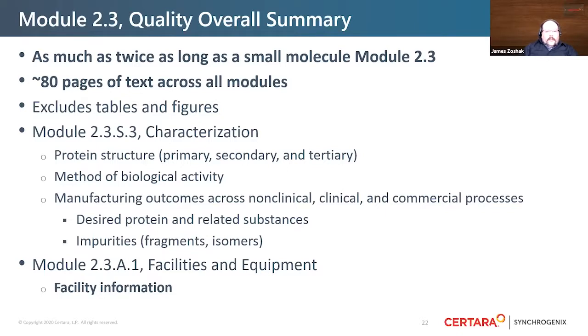Note the particular expectations regarding structure and function here for the characterization section. The agencies do not want to dig for your characterization overview, so make sure that you repeat it here. The same goes for the appendices for your facilities and equipment information. This is particularly relevant as the appendices are often passed over in Module 2, particularly in small molecule. But make sure your facility overview is copied into your Module 2 because the FDA is going to be looking for that summary information. Nelly?